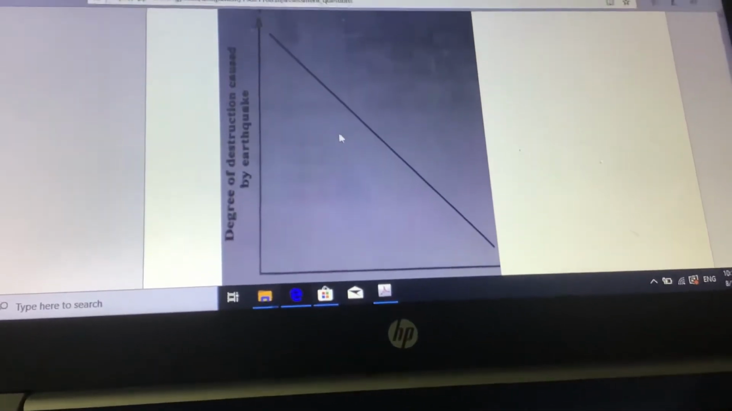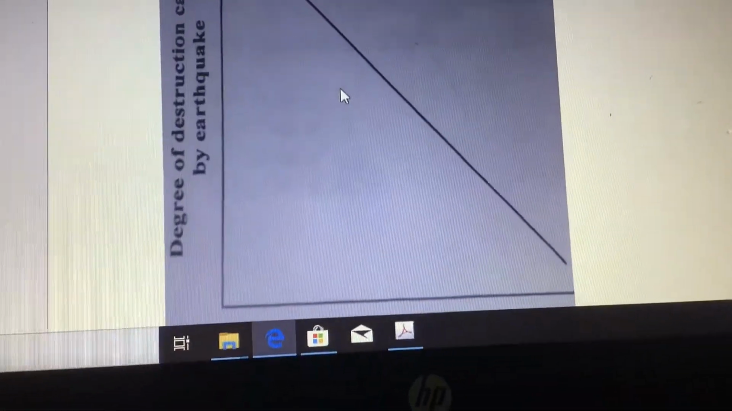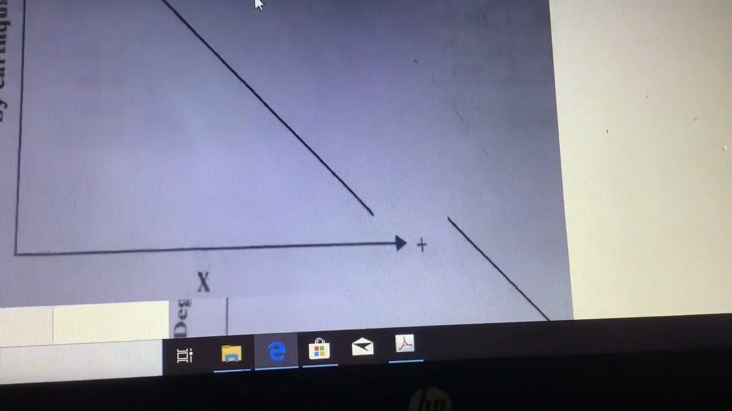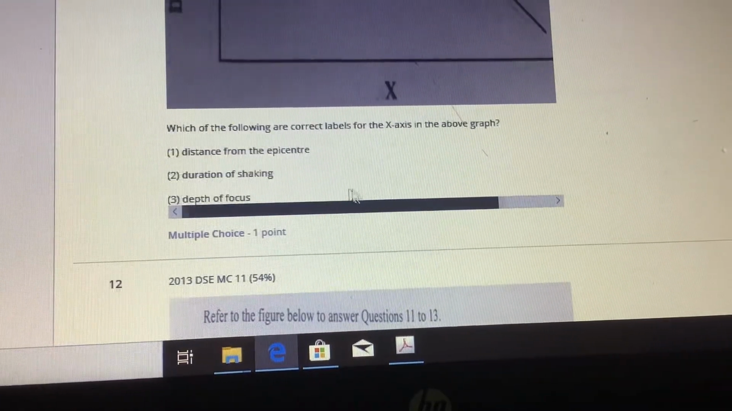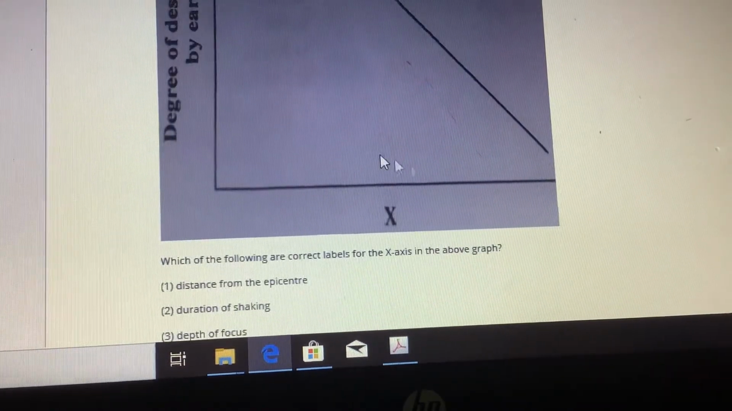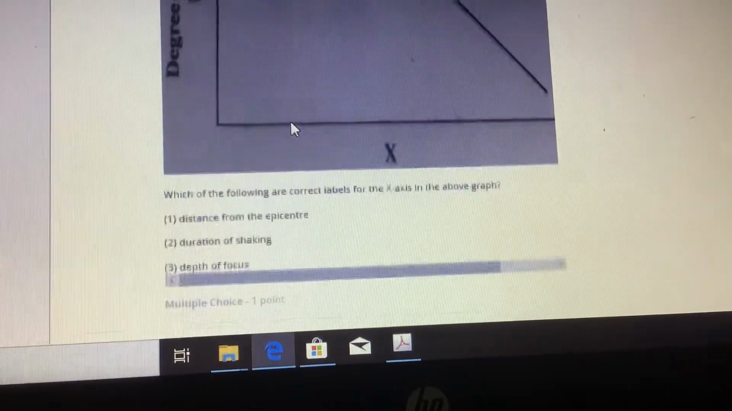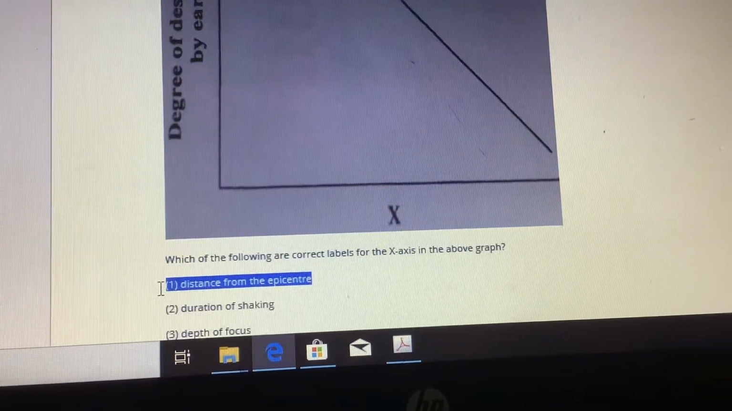Number 11. Use 0.1 second to answer me. This one is directly proportional, positive correlation, or negative correlation. If it is dropping, it should be negative correlation. And what is it about? If the degree of destruction by earthquake increases, the other factor will decrease. If we are far from the epicenter, are we going to have fewer earthquakes?